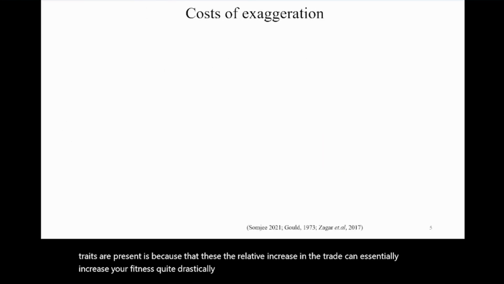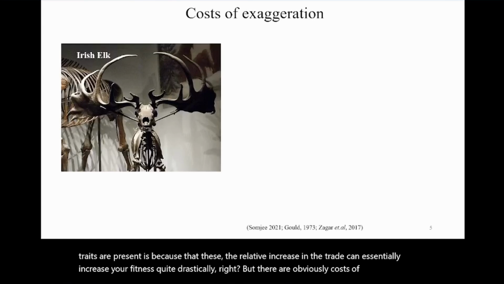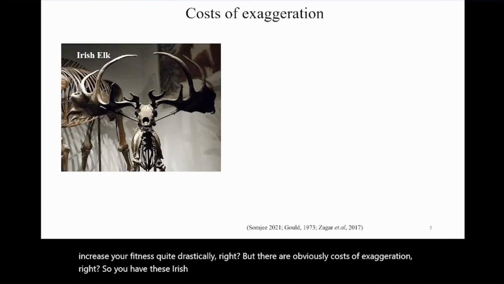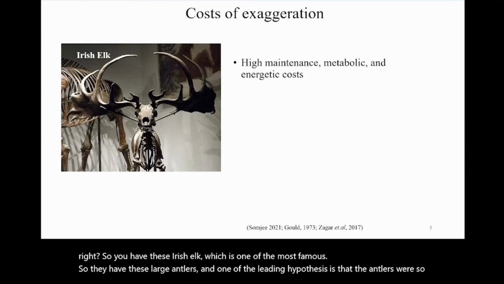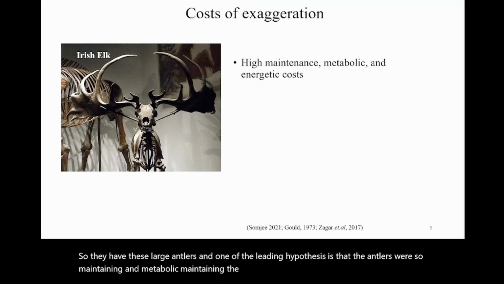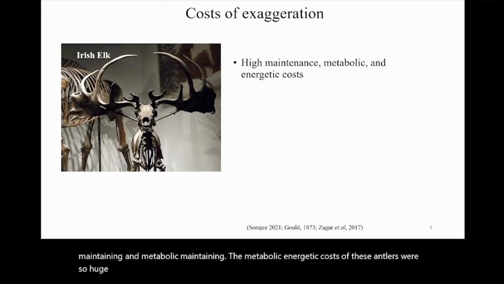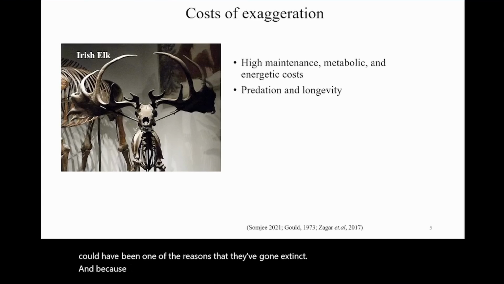But there are obviously costs of exaggeration, right? So you have the Irish elk, which is one of the most famous. They have these large antlers, and one of the leading hypotheses is that the metabolic energetic costs of maintaining these antlers were so huge that that could have been one of the reasons why they went extinct. And because of these exaggerations, you can have possibly higher predation risk, and it also negatively affects your longevity as well.